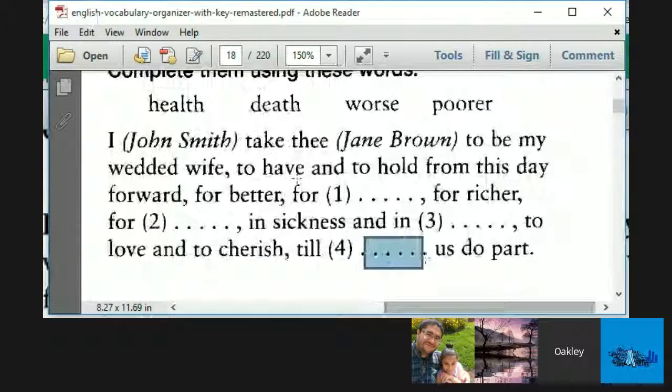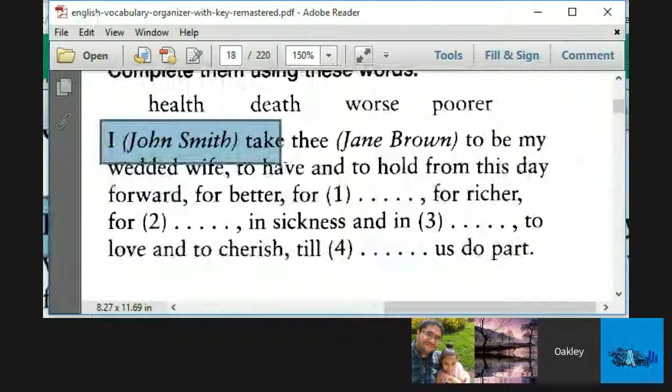Traditionally, with this vow, John Smith at this point in time would be putting the wedding ring on her finger. I mean, he would be holding her hand and holding the ring on her finger, and he would say all this, and then she would say I, Jane Brown, take thee, John Smith, and she would be putting the ring on his finger at that moment that she's saying this. You see? So this is where the rings actually get put on the fingers when this vow is said.